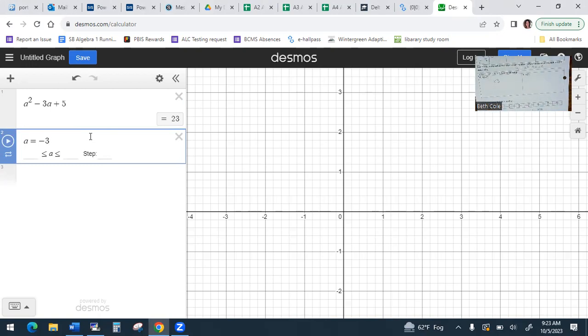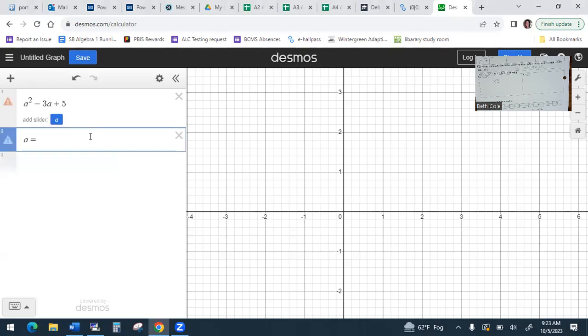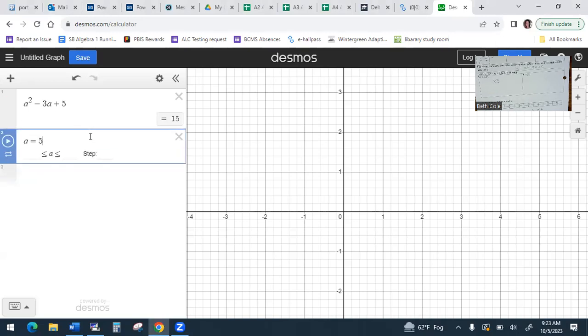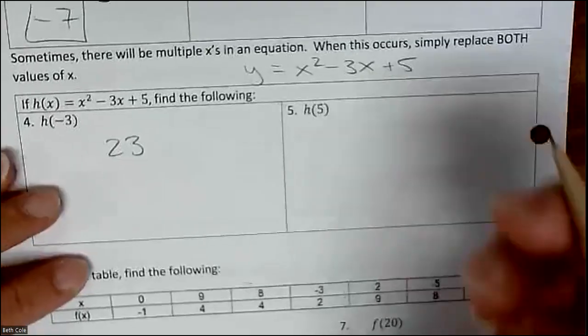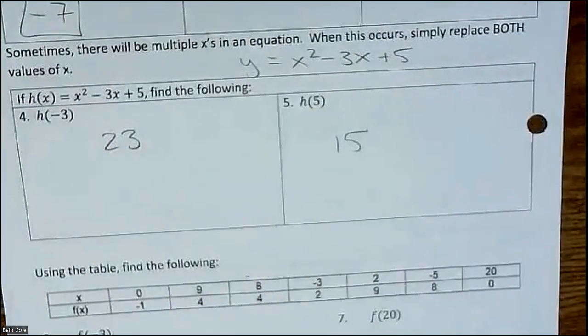And then for that other one there, I'm going to erase the -3 and put 5. That's a 5, William. That's a 5. She got a weird font. Well, I didn't change the font. That's just what Desmos says.